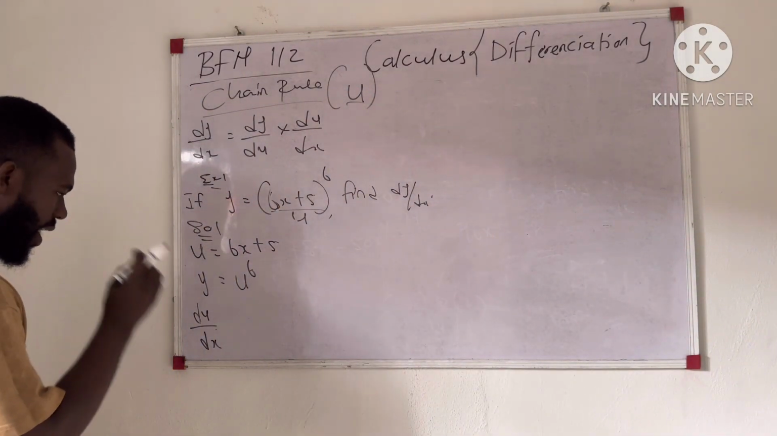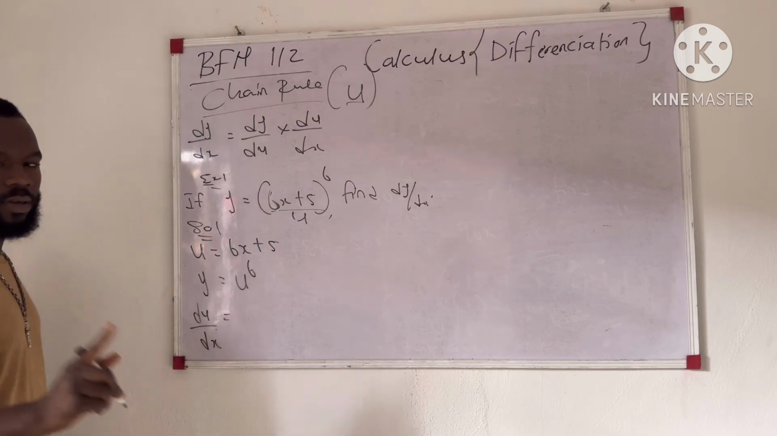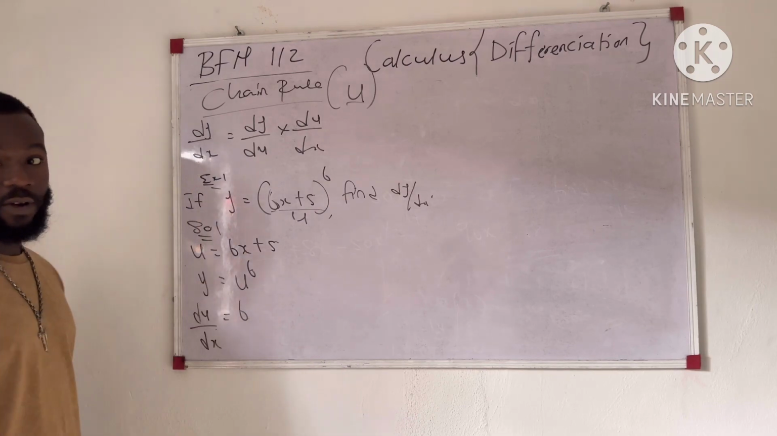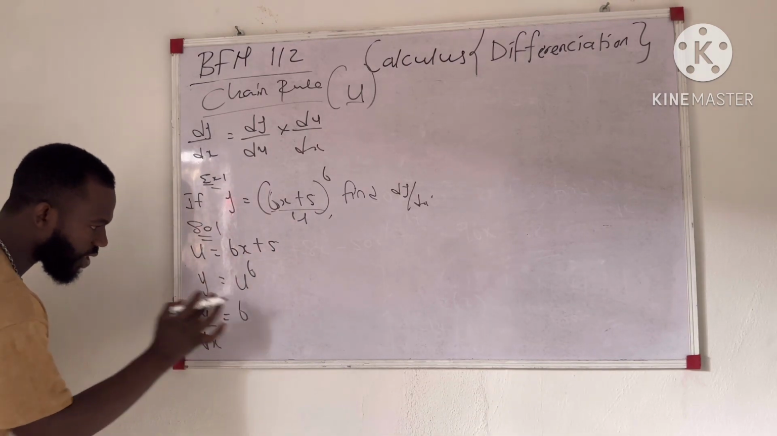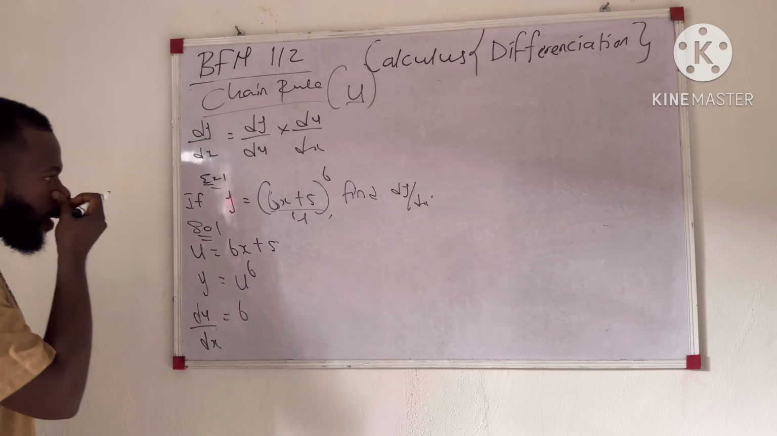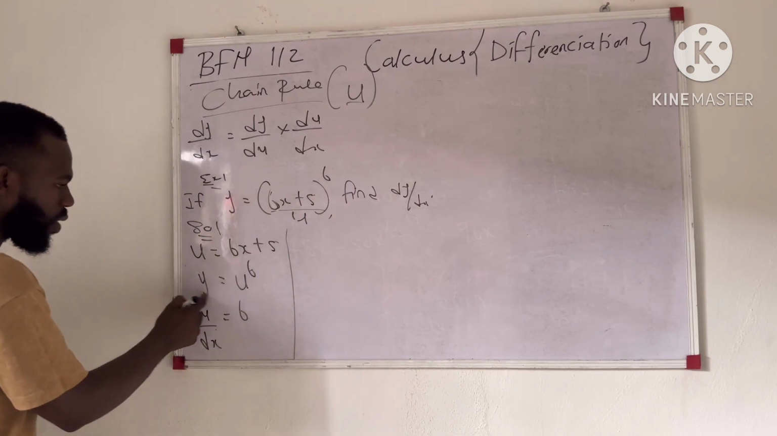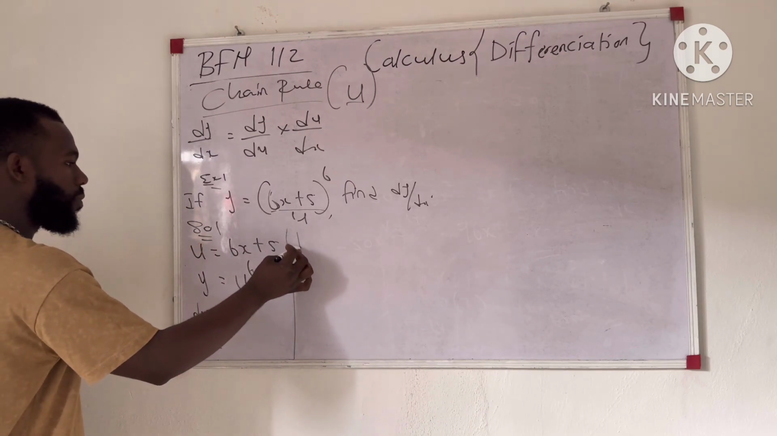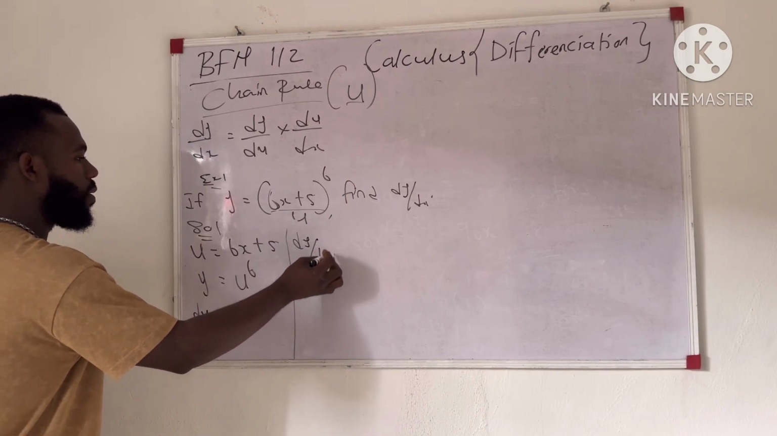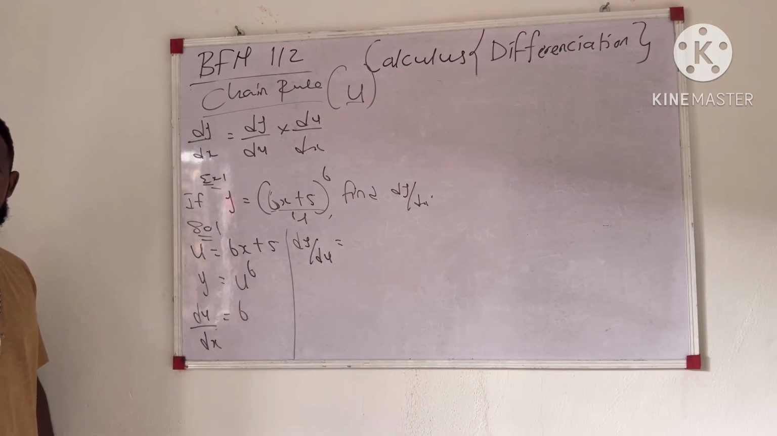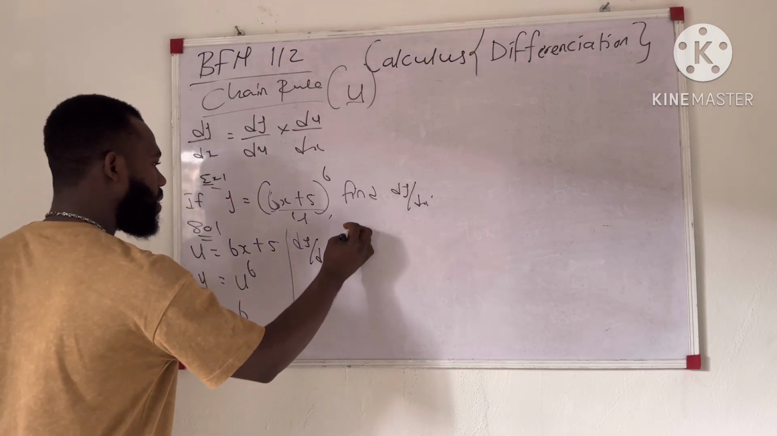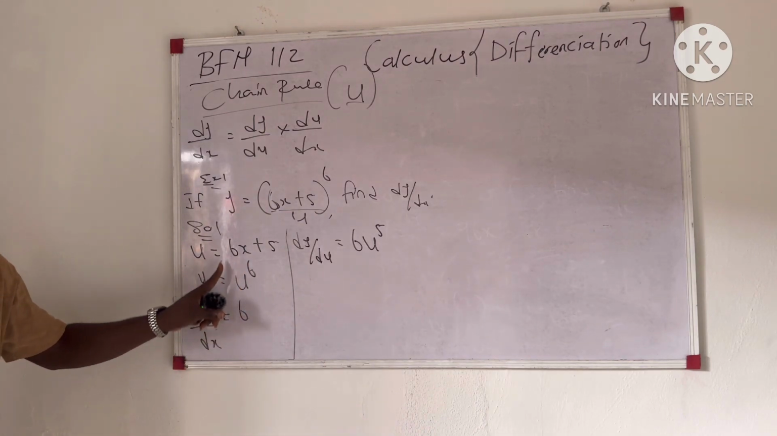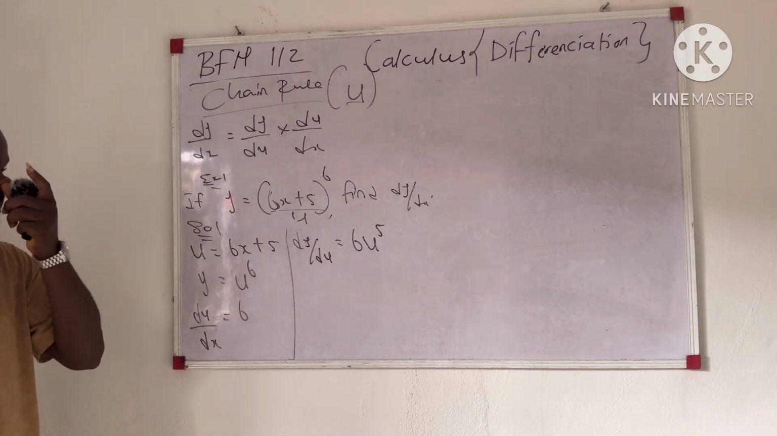Now let's look. If we should differentiate this function now, if I differentiate 6x, I'll get 6. If I differentiate 5, I'll get 0. So it means du over dx is 6. So the next one we're going to look at now is, what are the 2 variables here now? Y and u. So I'll look for dy over du. We all know that we only have u raised to the power 6 here. So if I differentiate u raised to the power 6, what will I get? 6u raised to the power 5. How? 6 multiply 1. There's 1 here. So 6 times 1 is 6. 6 minus 1 is 5.